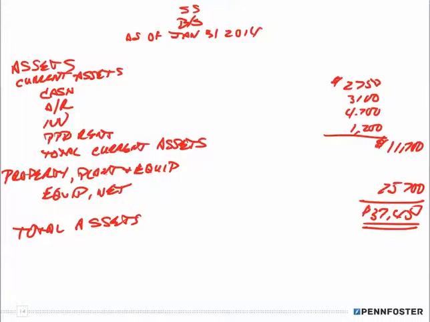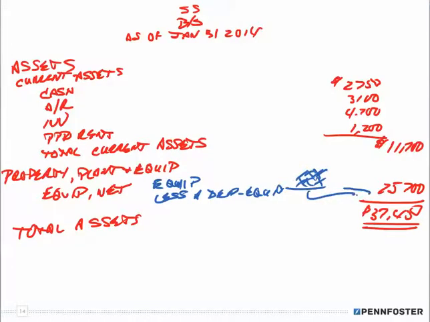Just realize that I would deviate if I had all the proper information, right? I'd have equipment less accumulated depreciation, equipment, right, would be here, and then I'd have the net amount there. Okay, and of course that allows me to have my total assets because I'm adding up my current plus my property, plant, and equipment to get 37,450.